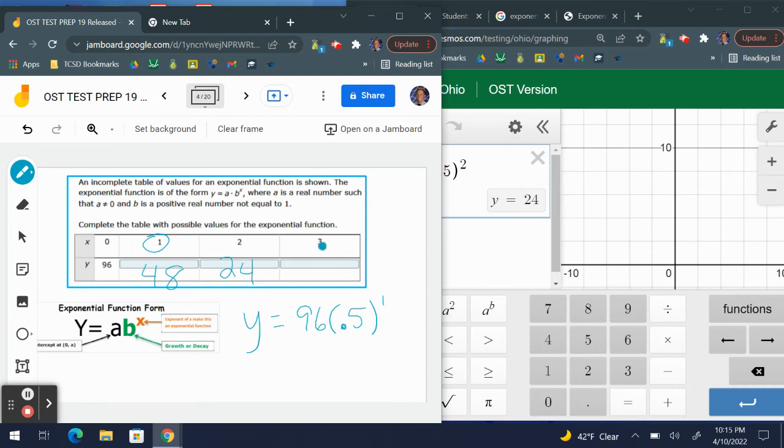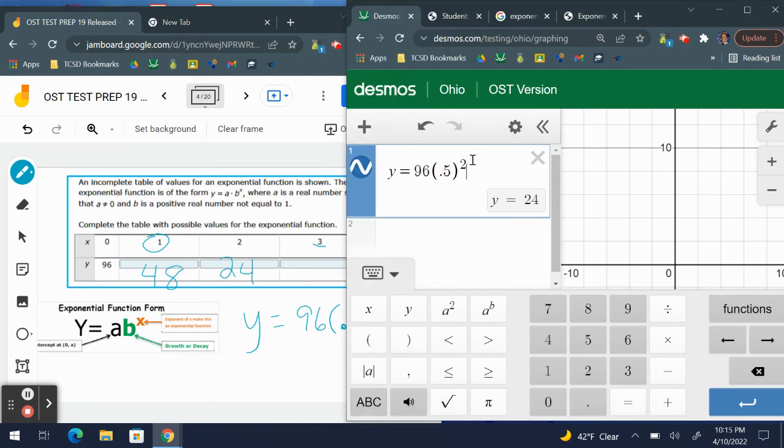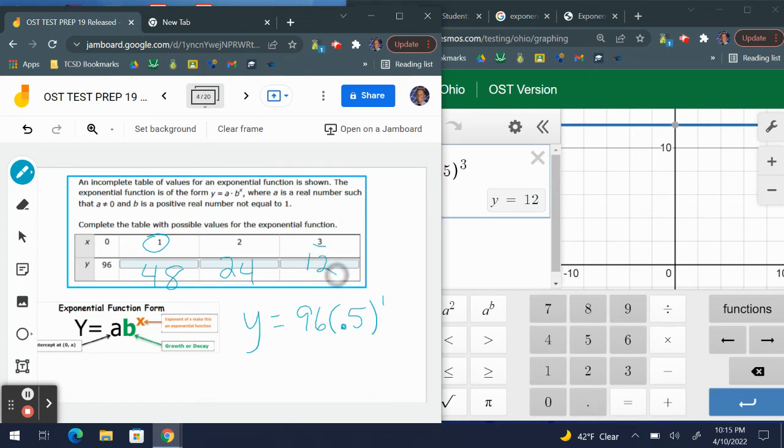And last but not least, they want us to go to the third input value. So we type that bad boy into Desmos, and we get 12. And again, we call this the half-life because we're cutting the remaining amount in half. So we cut 96 in half, and we got 48. We cut 48 in half and got 24, and then cut 24 in half and got 12.